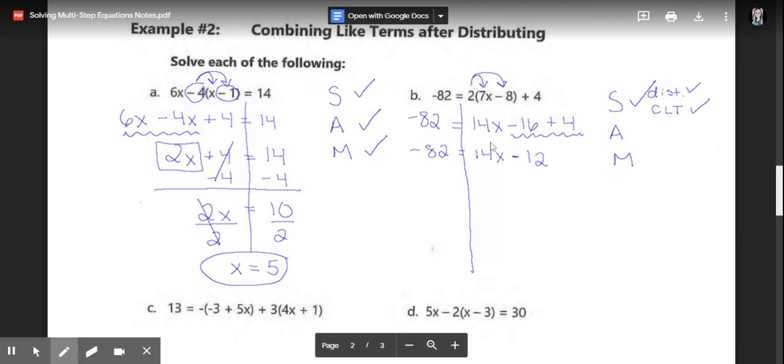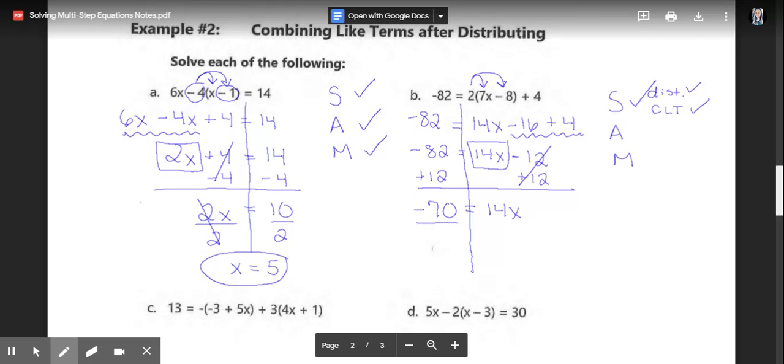So, second step, I'm going to box off the variable. What should I do next? I need to move the constant, so I'm going to add 12 to both sides. My 12s will cancel. Negative 82 plus 12. I have different signs. Different signs I subtract. So 82 minus 12 leaves me with 70. I keep the sign of the larger number. 82 is larger and it had a negative, so my answer gets a negative. Equals 14x.